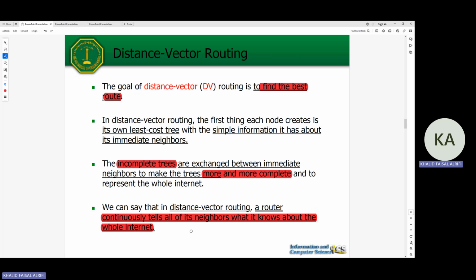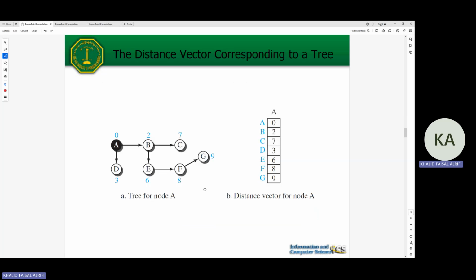Try to understand it and memorize it because there is another routing technique that looks similar to this. Here is an example as a tree and as the distance vector for node A. When it's a tree, as we saw before, you pick the least route to each node and put the weights on each one of them. If you want to express it as a distance vector, it will look like this. You mention all the nodes, and at the top you mention the node that you are talking about. Then above A you got 0, so you put 0 here. For B, from A to B the cost is 2, so you put 2.